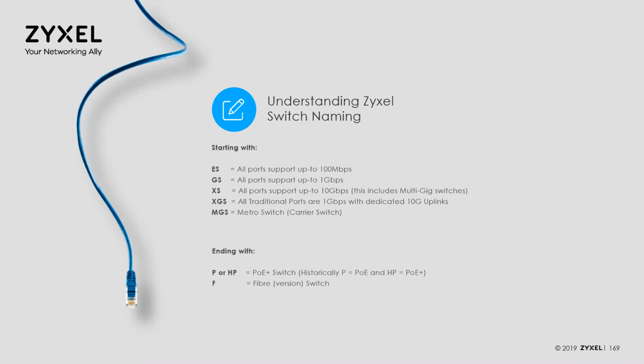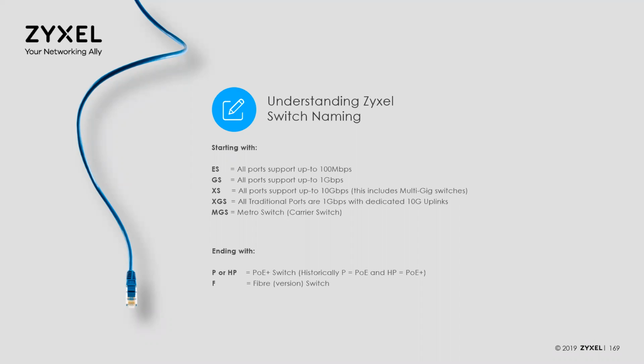If you see GS, it tells you that all of the ports on the switch are at least 1 gig. If you see XS, all ports on the switch, is that right? Yeah, it used to be right, not so much. So XS tells you that you've got multi-gig ports on there, at least some of the ports on there. XGS tells you that most of the ports are going to be 1 gig, but you do have 10 gig uplink ports. And then if you see MGS, it tells you it's a metro gateway switch.